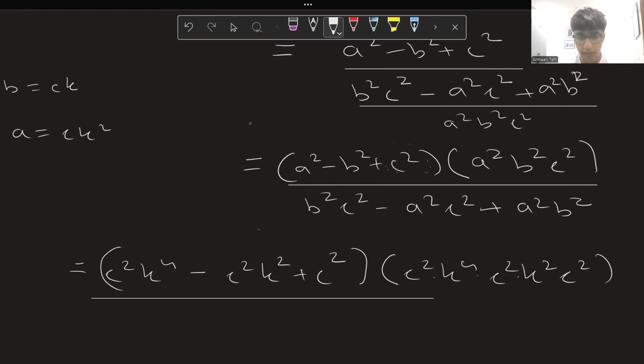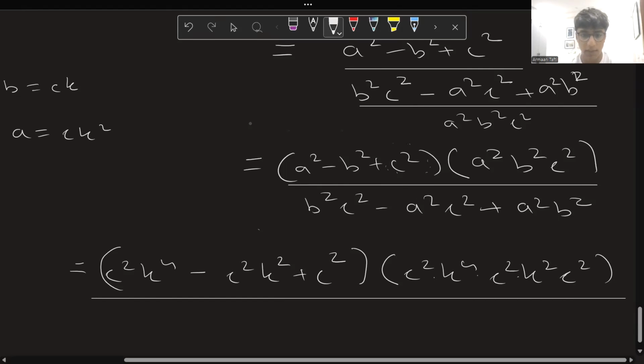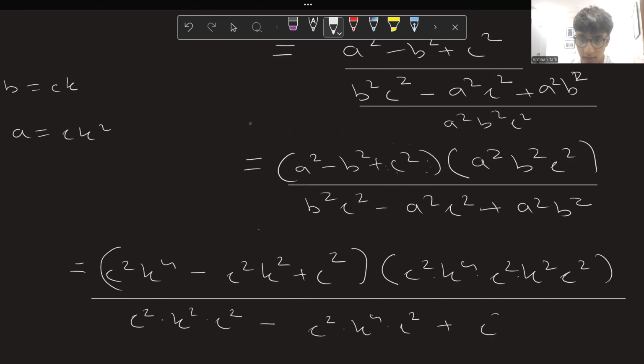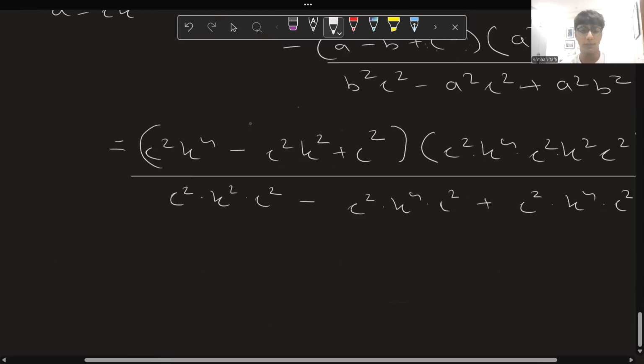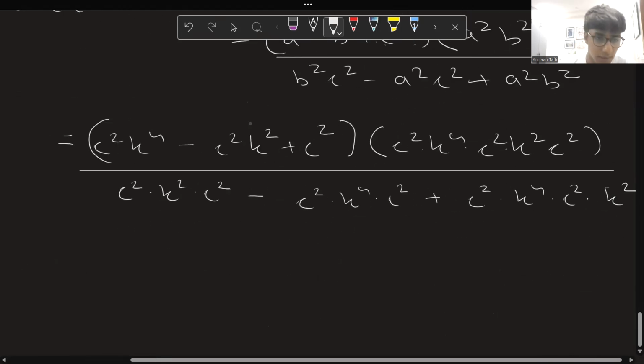Now, once we have this, let's do the same for the denominator as well. b square is c square k square plus c square, times k square times another c square, minus a square, which is equal to c square k to the power 4, so c square times k to the power 4 times another c square. a square, again c square times k to the power 4 times c square times k square, b square. Now, it's very easy to make a mistake here, so try to avoid doing that.